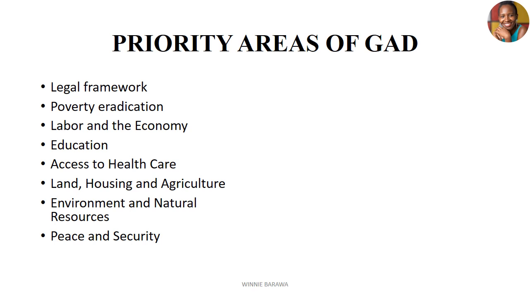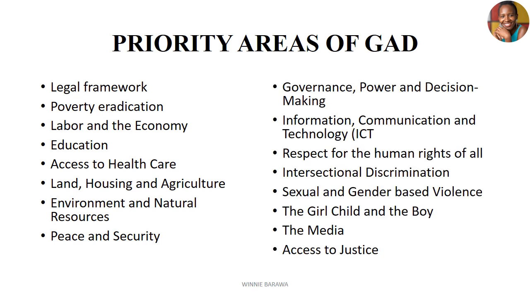There's a lot of advocacy being done on environment and natural resources. This is access to natural resources and division of natural resources. Peace and security: for development to take place, there is need for peace and security so we can promote cohesion between men and women. Very key. But again, we have more, like governance, power, and decision making. Are we working to ensure that there's more participation of men and women in development or in governance? Are we working to ensure that there is proper access to information and technology for both men and women?